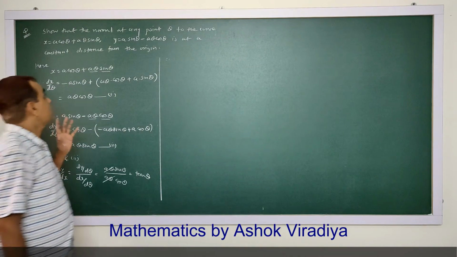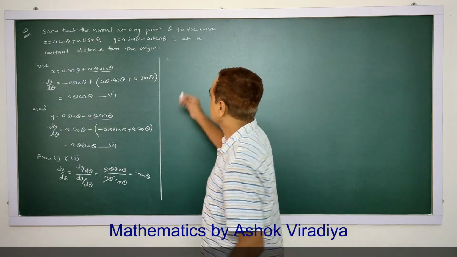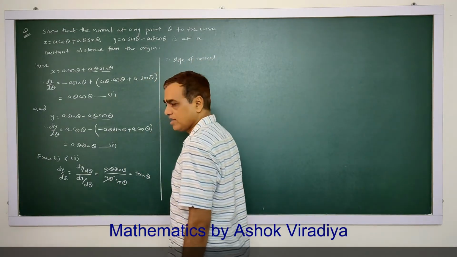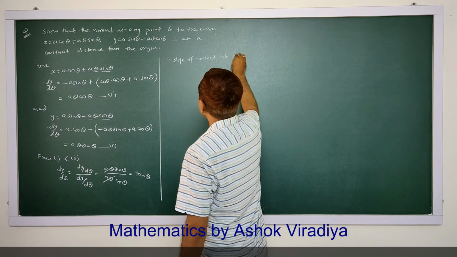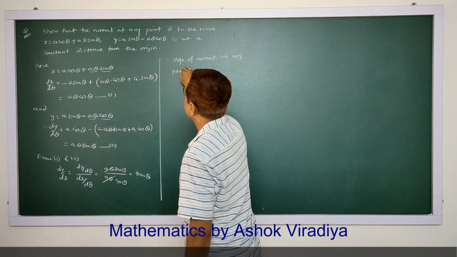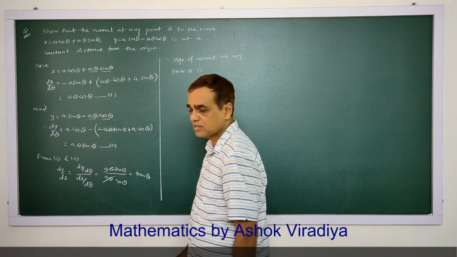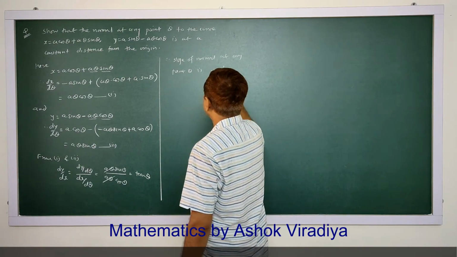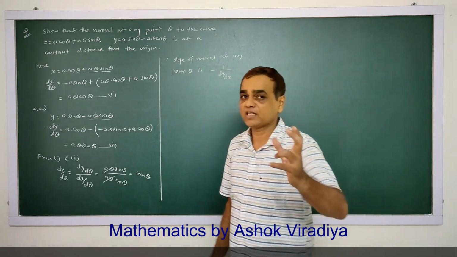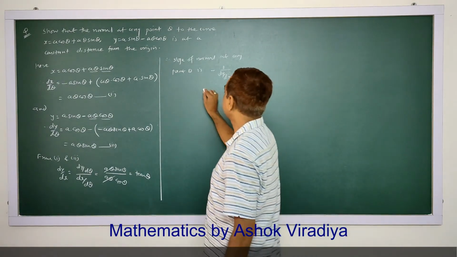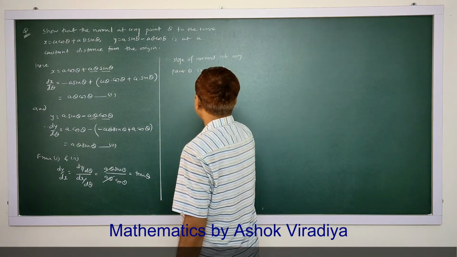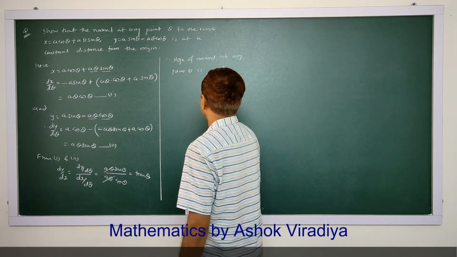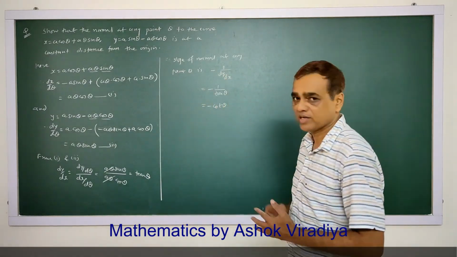Now we want the equation of normal. So slope of normal at any point theta is minus 1 upon dy by dx. Slope of tangent is dy by dx. Slope of normal is minus 1 upon dy by dx. So it is minus 1 upon tan theta. So it is minus cot theta. So it is the slope of normal.